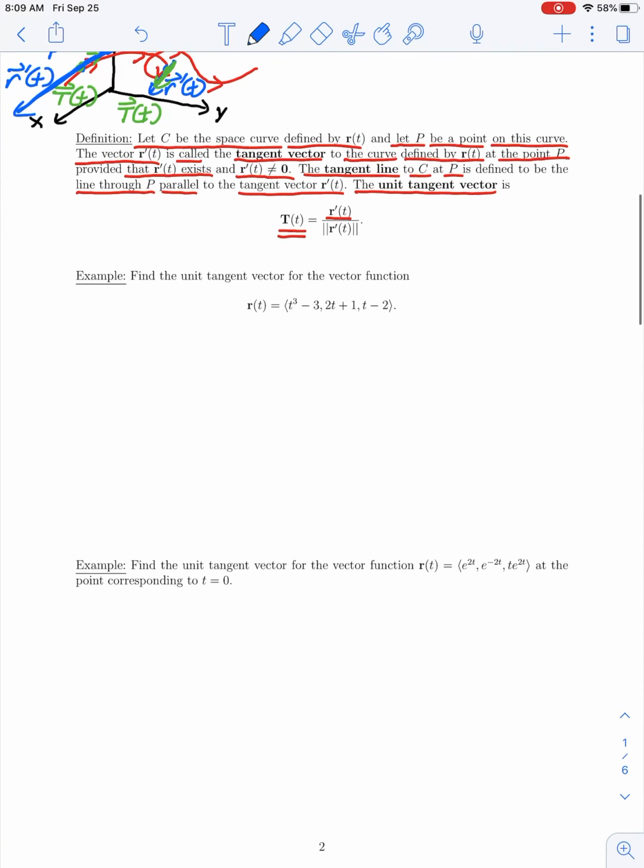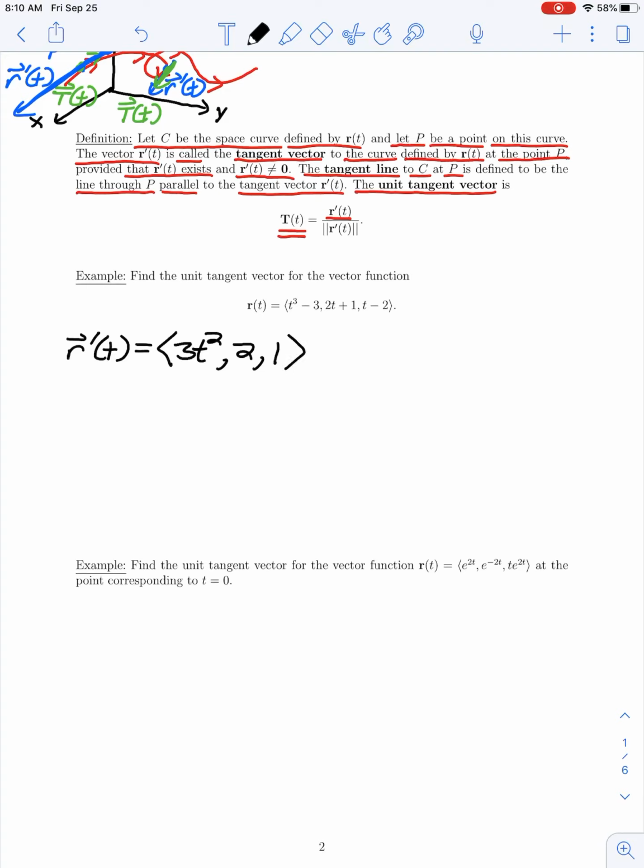So now that we have these different vectors defined, let's look at some examples of these. In our first example, we are asked to find the unit tangent vector for the vector function r of t given here. So the first thing that we need to find is a tangent vector to this curve, or for this vector function. So we'll start by finding the derivative of this vector function r prime of t. So differentiating our components, we would have 3t squared, 2, and 1.